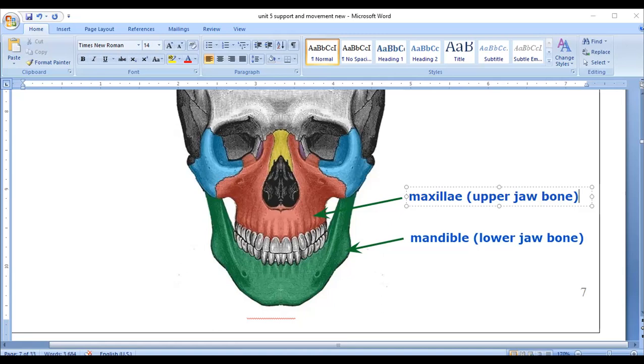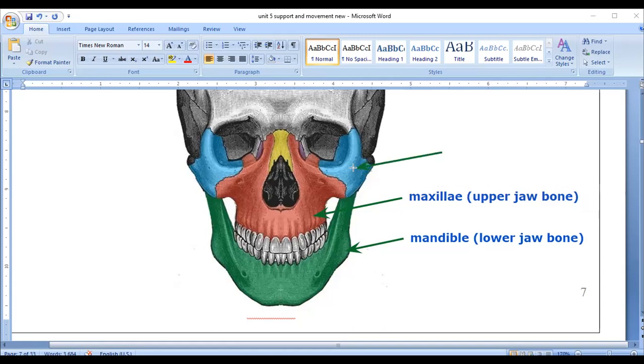Now out of 13, there is one mandible and one maxillae. Now altogether, there are 13 bones there, correct? Yes, sir. In the 13 bones, one maxillae and one mandible.